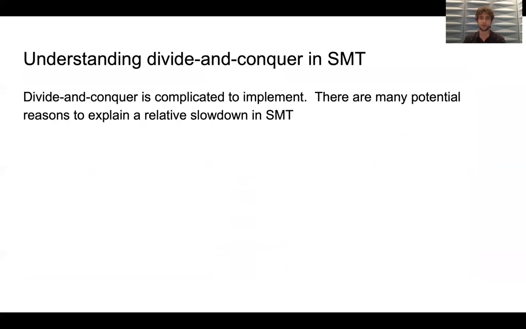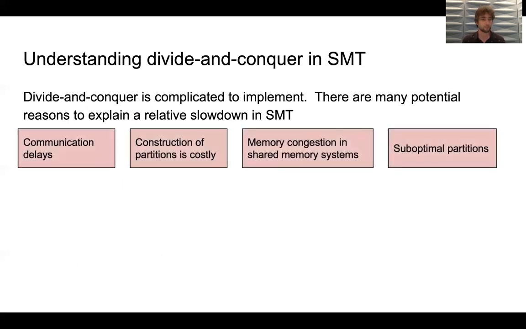So in this presentation, I will try to study the question of how divide and conquer works in SMT. I already mentioned that divide and conquer is complicated to implement, and there are many potential reasons that could explain this kind of relative slowdown in SMT. We'll see later on that it's not just a relative, but an absolute slowdown as well. But the first things that come to my mind could be communication delays, construction of partitions taking time, maybe suboptimal partitions.